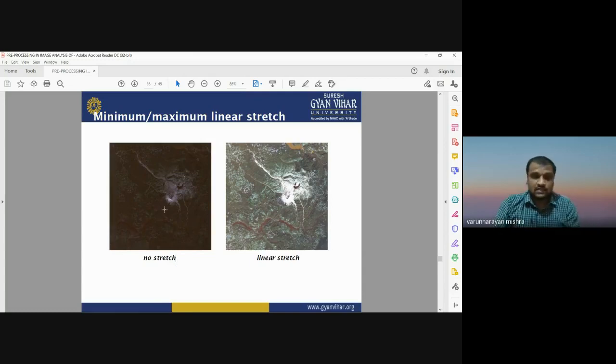In some cases, when the image has low visibility or is not of good quality, we can perform linear stretching so that we can have good quality images with good contrast and good brightness values. This is minimum and maximum linear stretching, an example on these images.